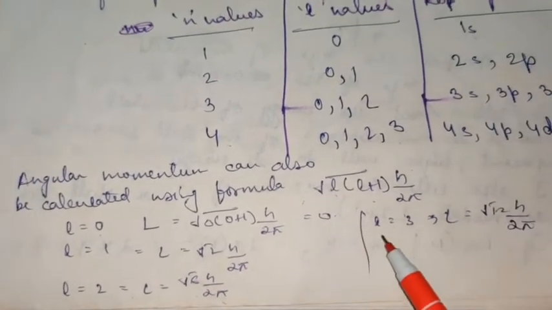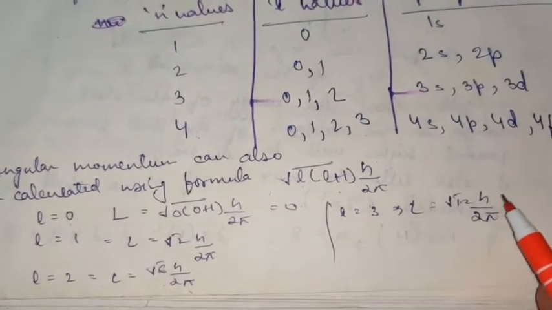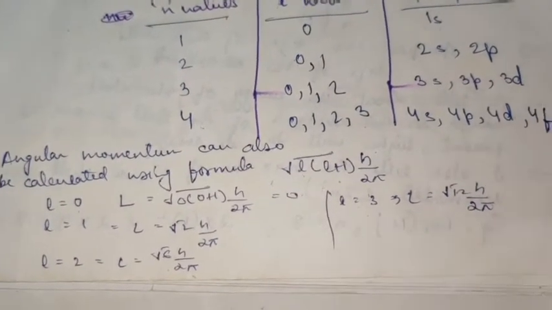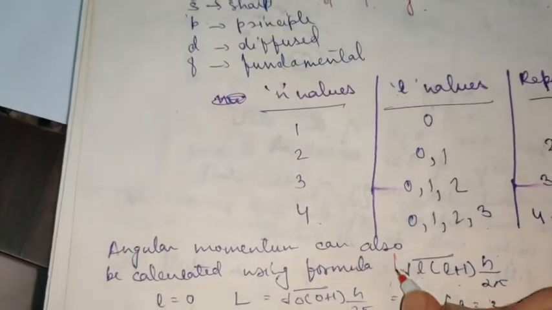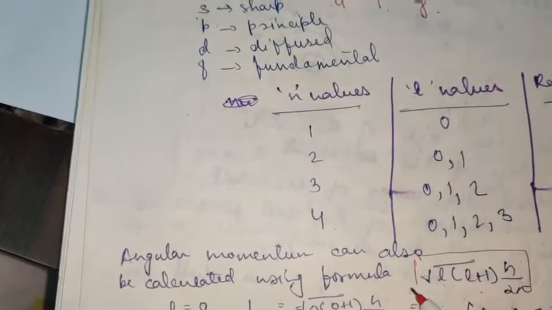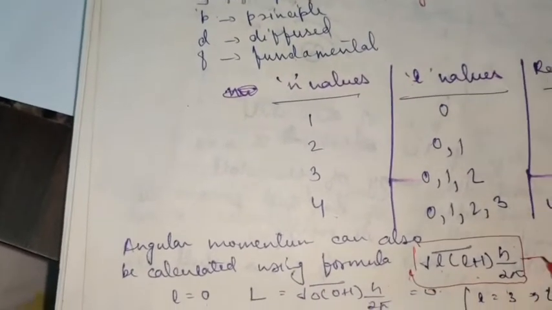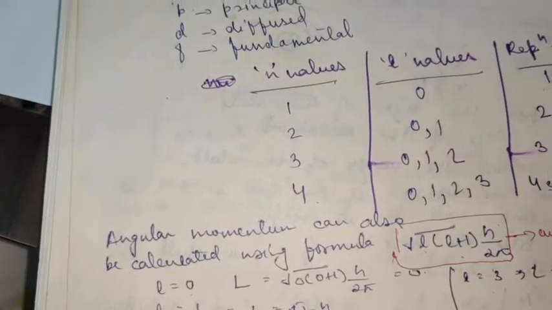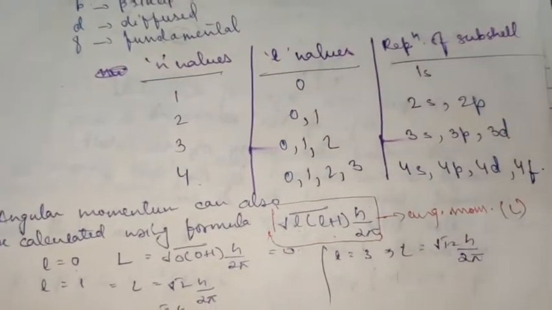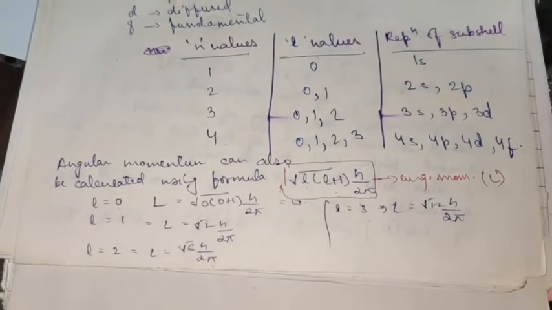And if it is 3, then the value will come out to be root 12 h upon 2 pi. So like this you can find out the value of angular momentum. Please remember this formula for calculation of angular momentum, which is represented by capital L. Okay, I hope this much is clear to you.